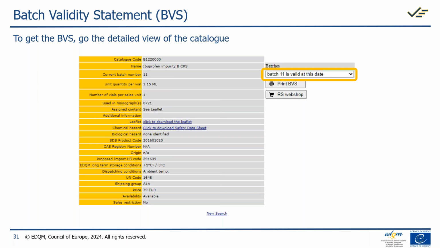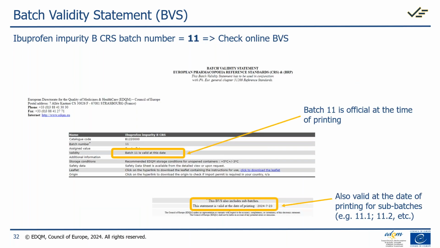So you need to ensure that the batch is currently valid by printing the BVS on the exact date of your analysis. Here is batch 11 we are talking about. The BVS will show that the batch was official and valid at the time of printing, including all the sub-batches. This is crucial for inspections, as said by my colleague, to prove that you used the correct reference standard.